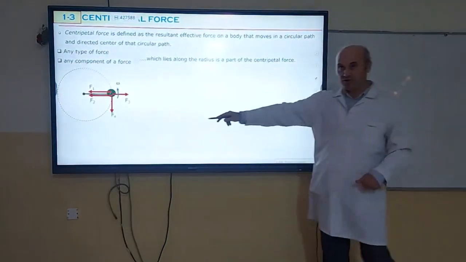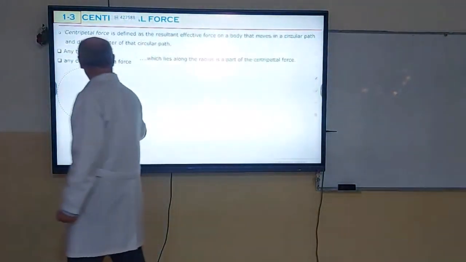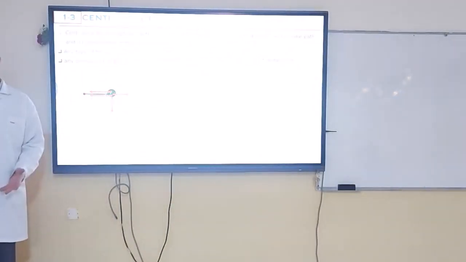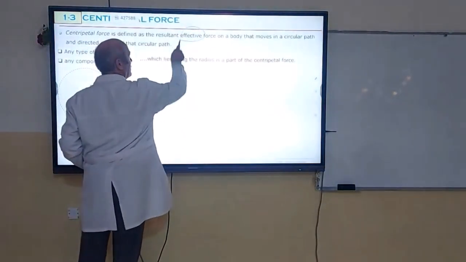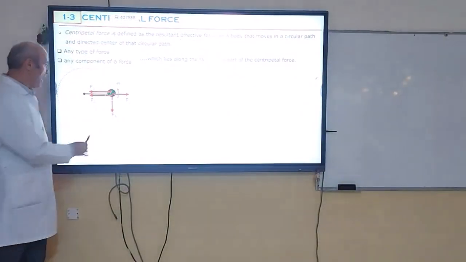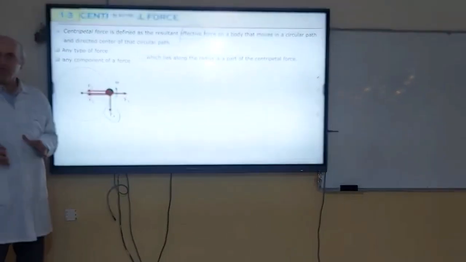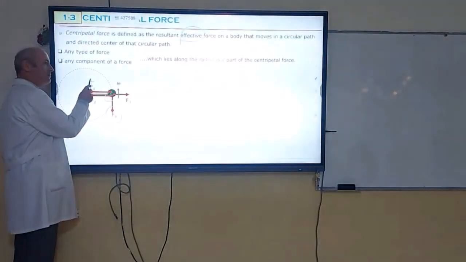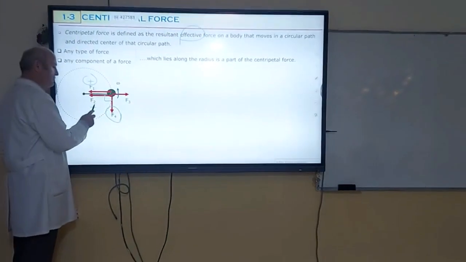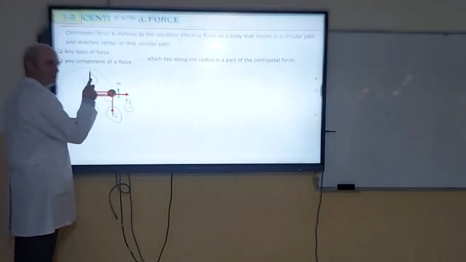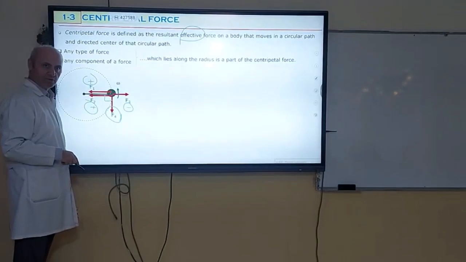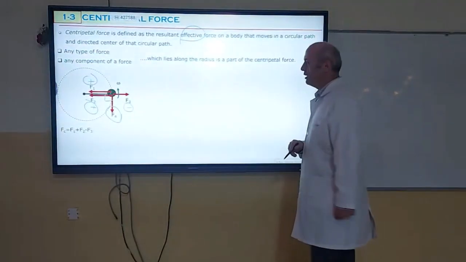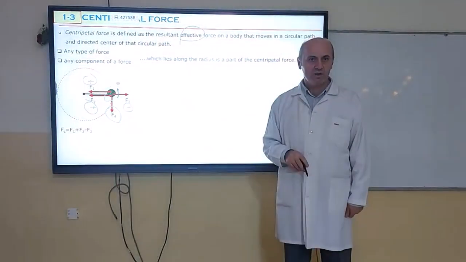But if one of the forces is acting perpendicular to the radius, in this case, it is going to be ineffective. Yani, according to this definition, F4 cannot be included in the centripetal force equation. Only F1 positive, F2 positive, F3 negative will be included. Then centripetal force is going to be F1 plus F2 minus F3.